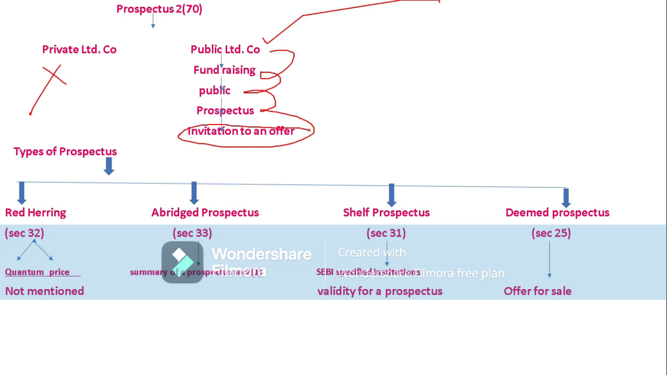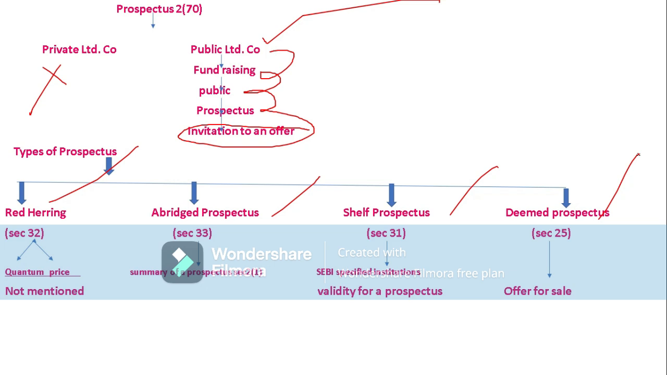Right? So if we see what the types of prospectus are, we have different types, like a red herring prospectus, abridged prospectus, shelf prospectus, deemed prospectus. These are all different types of prospectus.